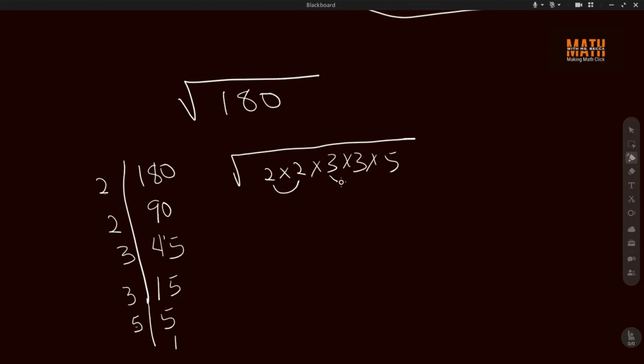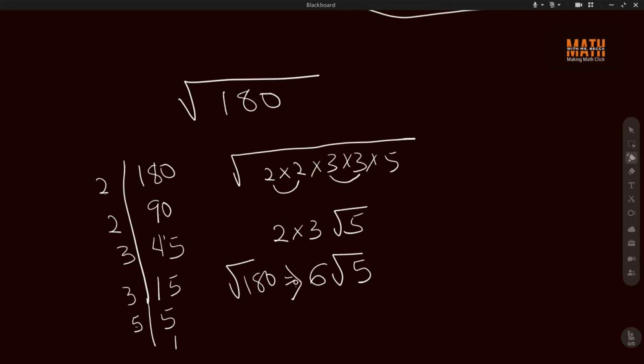We have this is a pair, this is another pair. So the square root of 2 times 2 will give 2. So this will give 2 times 3 and then root 5. Since we have just one 5, we do not have two 5s there, so it's not a pair. So we keep the root for 5. 2 times 3 will give 6, so this will be 6 root 5. So the surd form of root 180 is 6 root 5.